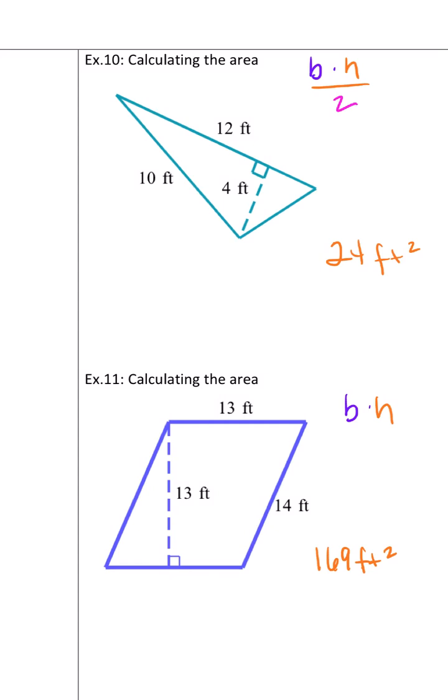Okay, the formula for the parallelogram is base times height. And that would come out to be 13 times 13, which is 169 feet squared. Again, it's area. Area is always going to be square units. Okay?